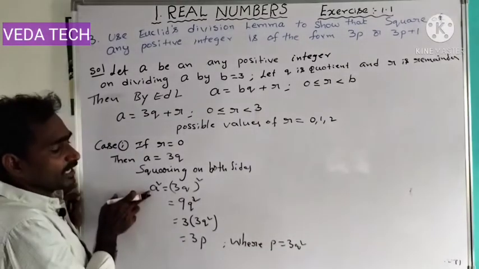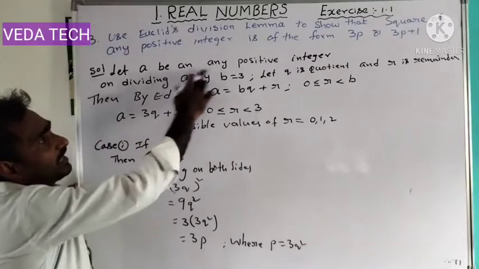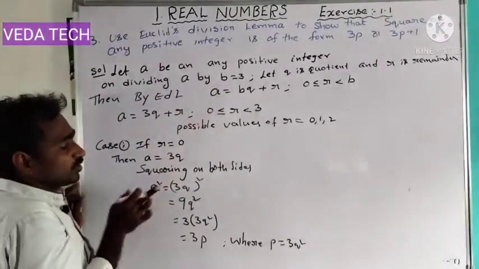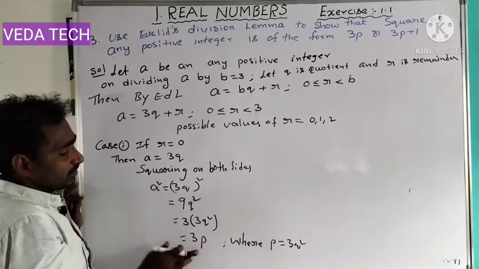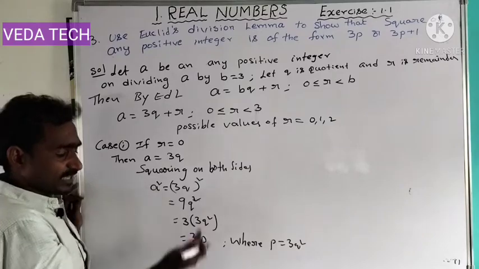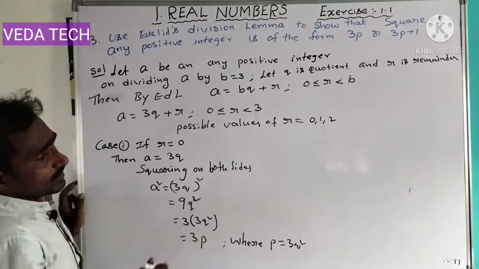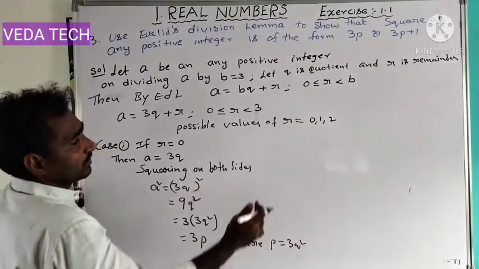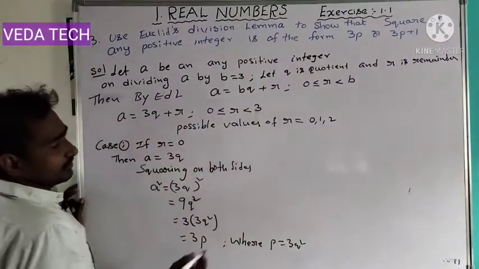So the square of any positive integer, a is any positive integer, is in the form of 3p. So the square of any positive integer is in the form of 3p or 3p plus 1. Now go to case 2, r is equal to 1. If r is equal to 1, then a is equal to what?